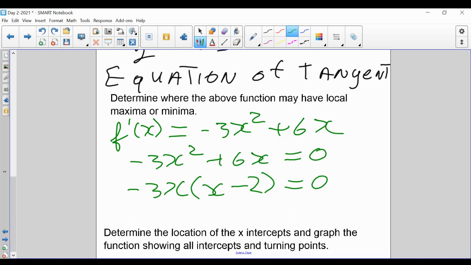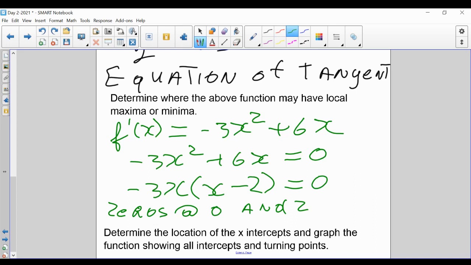Okay, good. So what are the zeros here? Where are the zeros of this function? What are the values of x that are going to get us 0 here? Anybody? I'm not asking anybody in particular, just asking. 0 and 2. Good. So it turns out that this function does have local max or min at 0 and 2.